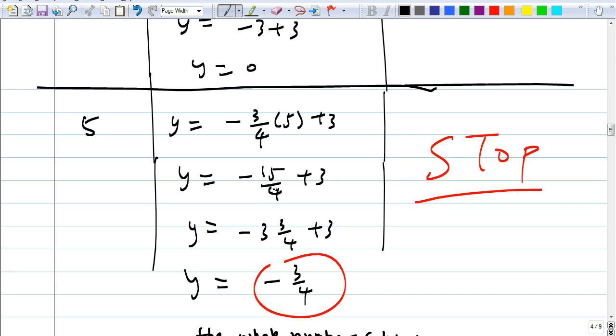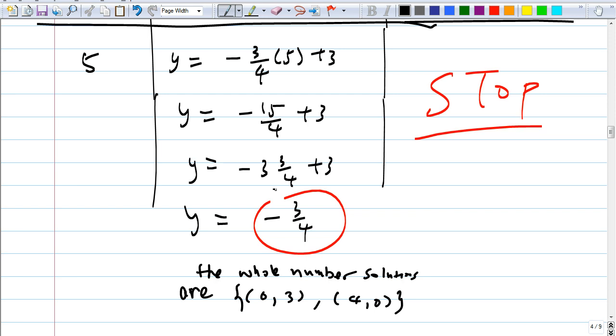0 and 0, 0 and 3, and 4 and 0. That's correct. The ordered pairs are, every time you talk about the solution for these, they're ordered pairs, right? So (0, 3) and (4, 0) are the only ordered pairs that are whole numbers. Are there any others? No.